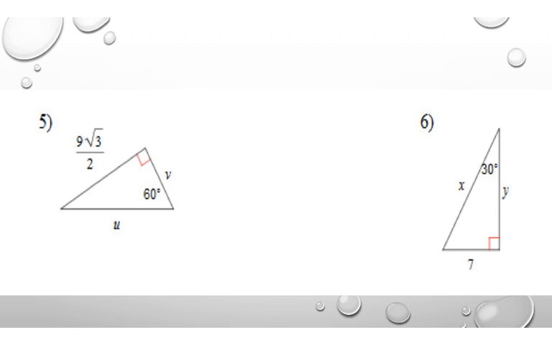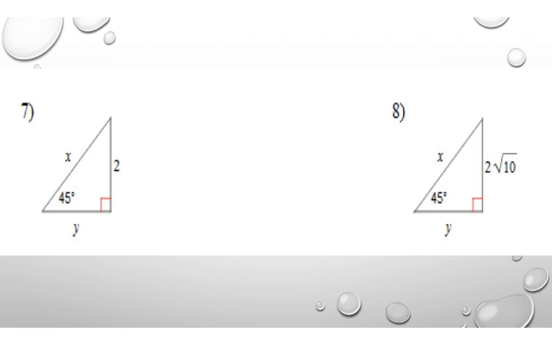Okay, number 6 is also a 30, 60, 90. 7 is going to be your shorter leg, so 14 is your hypotenuse, and 7 square root 3 is your longer leg. And so it's really that simple. There's not a lot of work to show here. Just make sure that you're using the right ratios.